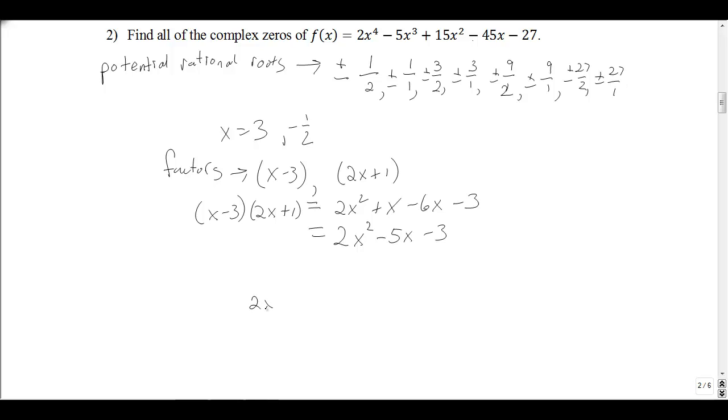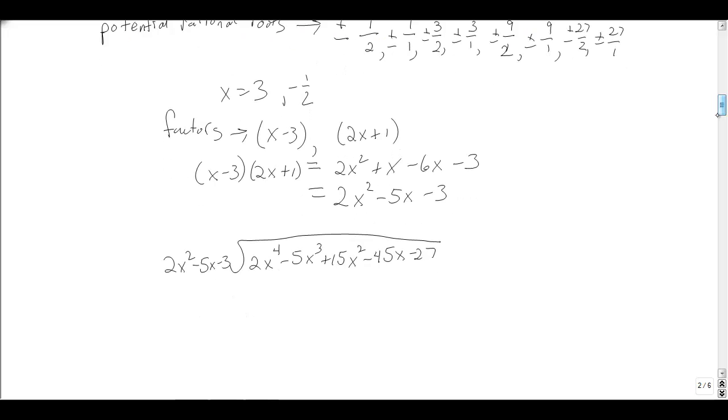So I'm going to get 2x to the 4th minus 5x cubed plus 15x squared minus 45x minus 27. Do my long division, divide by 2x squared minus 5x minus 3. Kind of get a little bit worried I might make a mistake here, but again, I know if I did everything right, I should get a remainder of 0. That's a nice check on, did this work out okay? Okay, so 2x squared times what gives me 2x to the 4th?